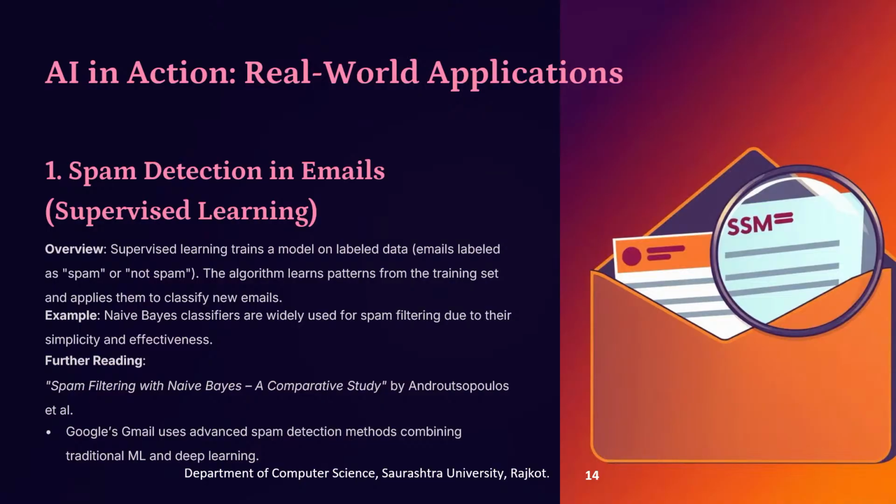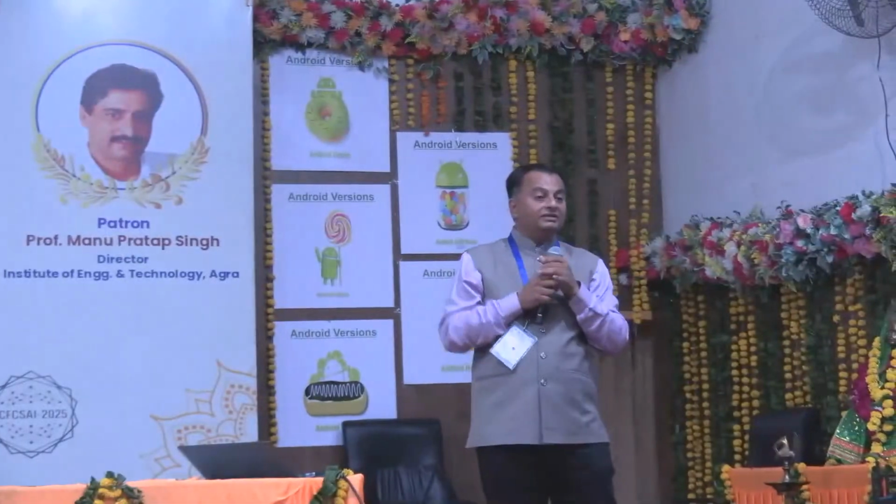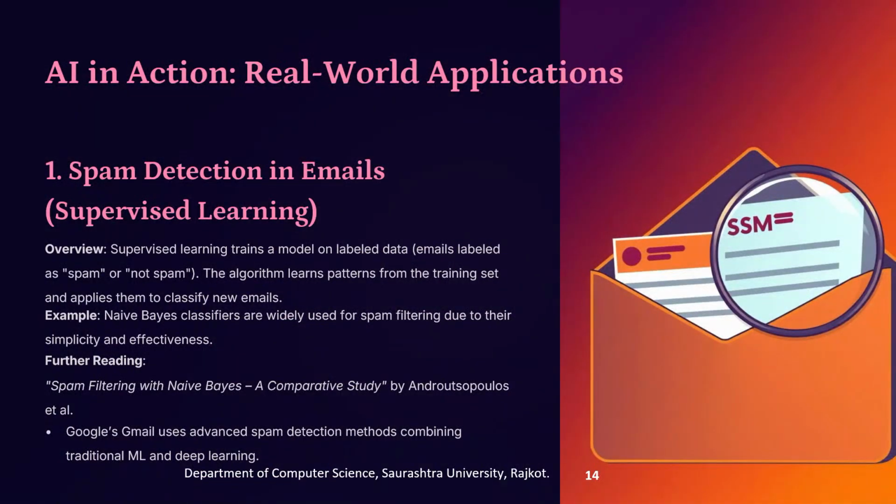For spam detection in email, they are mostly using the supervised learning model. As I said in the beginning, supervised learning requires labeled data. Labeled data means all the emails have a certain label. So this is the application of labeled data, and you can see in spam detection, the naive Bayes classification algorithm is giving widely better results.